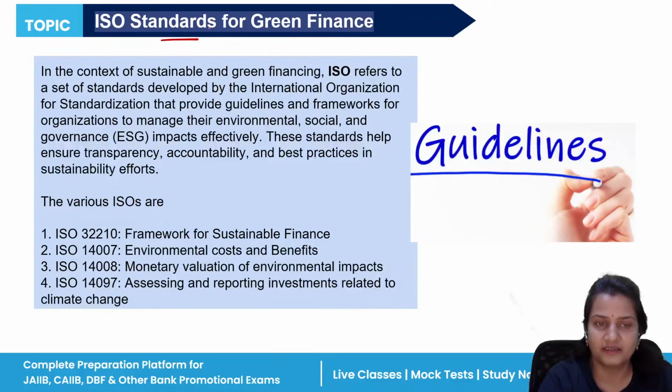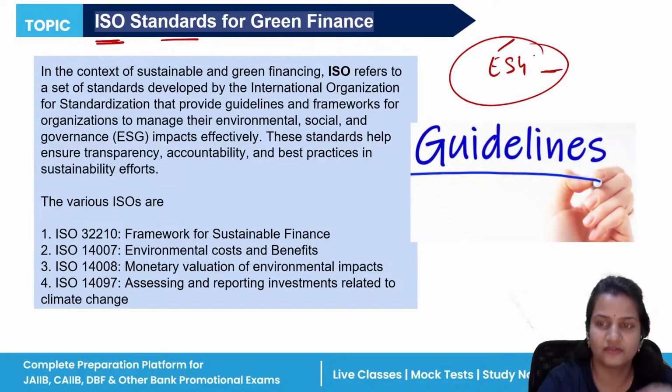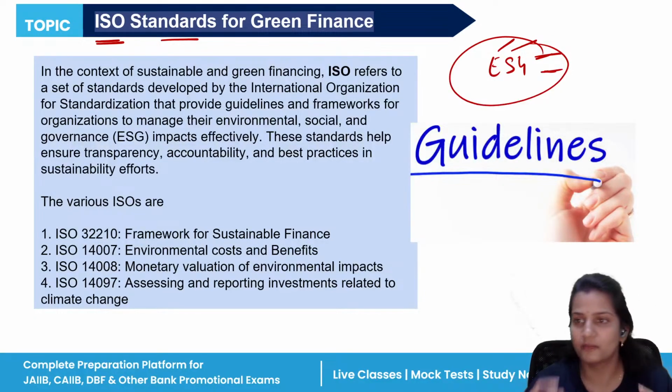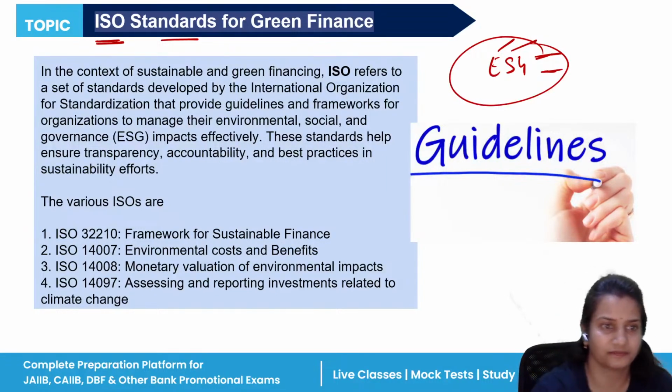There are certain standards or guidelines that have to be followed for green financing. These guidelines are ISO standards. ISO means International Organization for Standardization, which provides guidelines and frameworks to manage ESG. Now, what is this ESG? E stands for environmental, it should be environmentally healthy. S is social, it should not negatively impact any kind of society. And G is governance, that proper guidelines and compliances have to be followed.